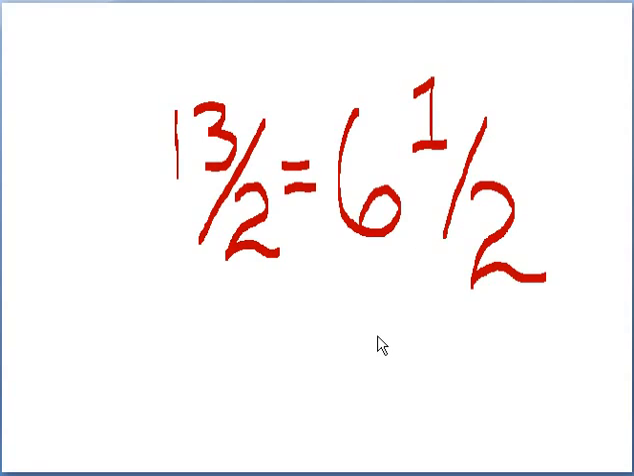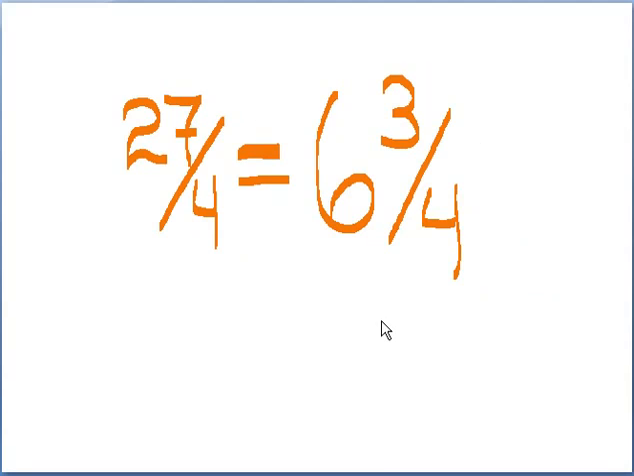All right, now we'll take a look at 13 halves. How many times will 2 go into 13? It'll go 6, leaves 1 left over. That means we are at 6 and 1/2. 2 times 6 is 12, plus 1 is 13. Okay, and then we'll take a look here. We have 27/4. How many times will 4 go into 27? It'll go 6 times, which is 24. Leaves 3 left over, and we're dealing in fourths. So 6 and 3/4 is the same thing as 27/4. 4 times 6 is 24, plus 3 is 27, and we're dealing with fourths.